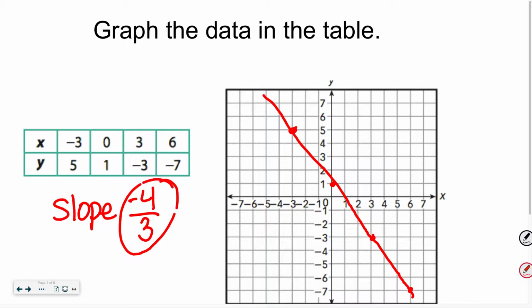How are we getting to our next point? What are we doing to get to our next point? How can we get to our next point using this slope? What does the -4 mean? What is the slope? We said it was the change in y over change in x. What does that mean?